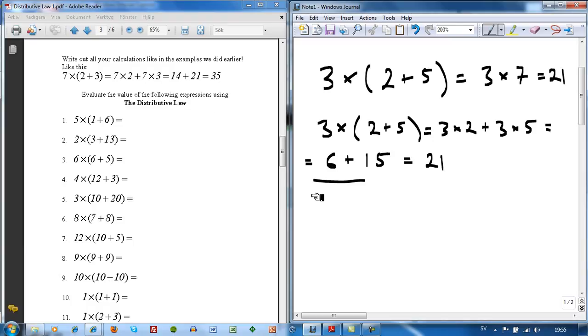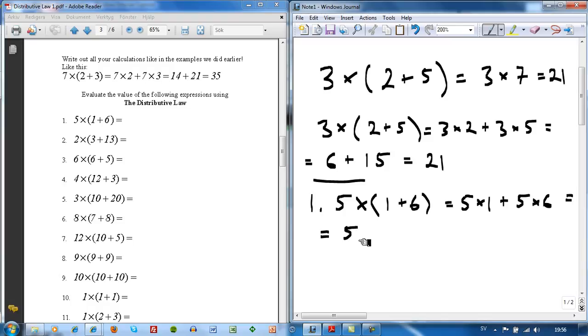So I would like you to do the same thing with these expressions, just as we did in this example. For example, number 1 is 5 times 1 plus 6. So I take 5 times 1 plus, because we have plus here, 5 times 6. 5 times 1 is 5. 5 times 6 is 30. The answer is 35. Of course, you can always double check it, because you know that 1 plus 6 is 7, so 5 times 7 is 35.